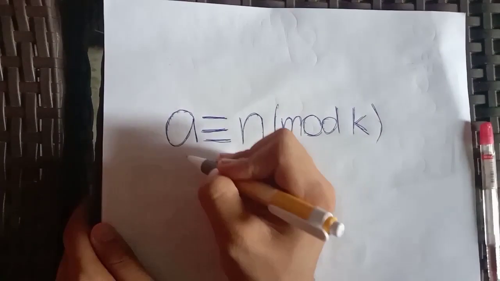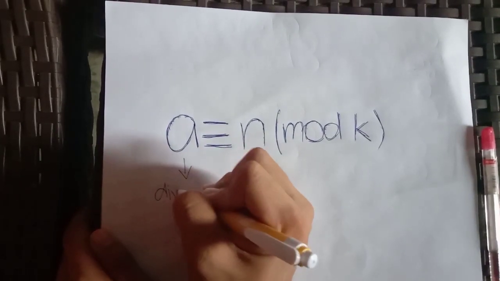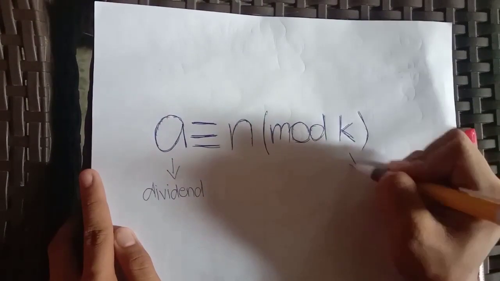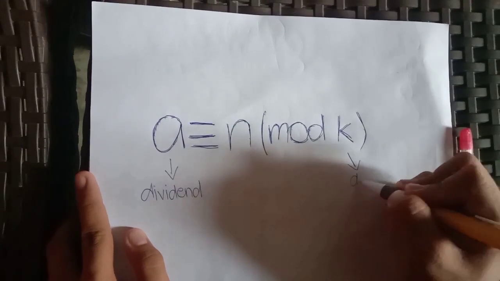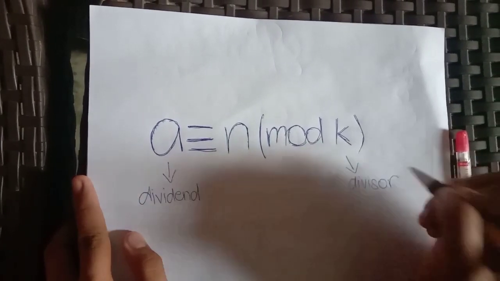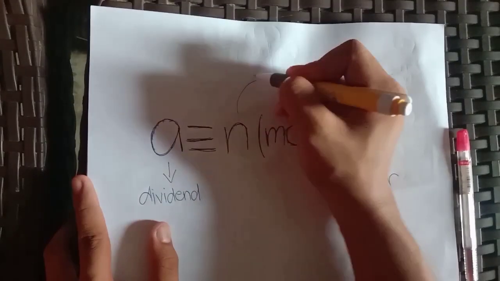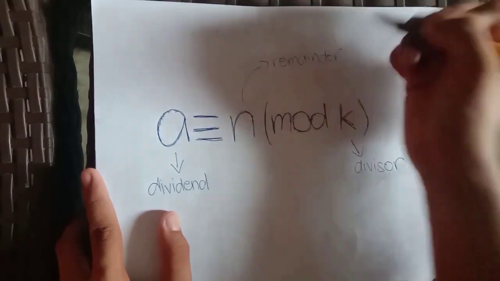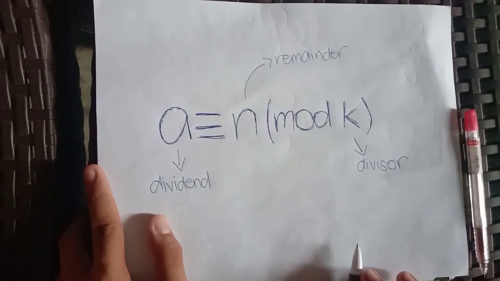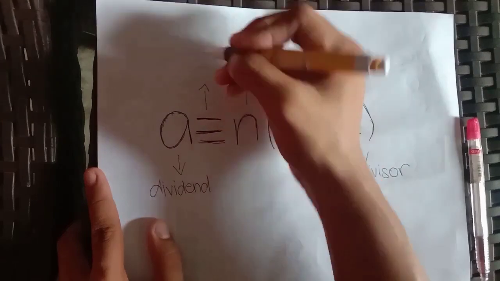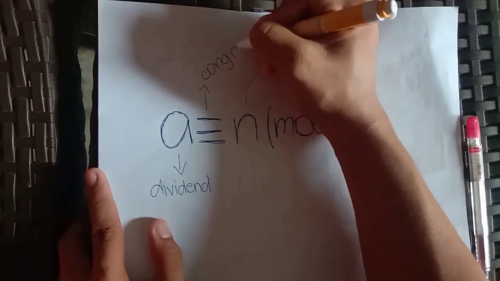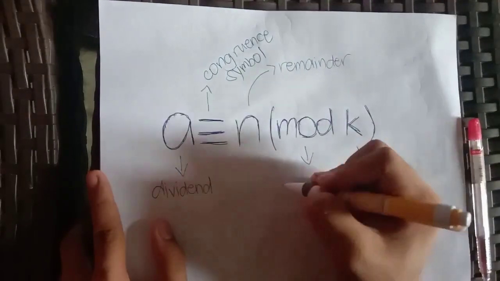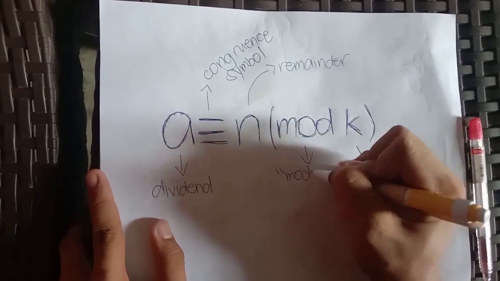The first part being the dividend. The second part being the divisor. It's just like the normal division process. The third part is, of course, the desired outcome, remainder. And the last two parts are the modular indicators. So we have the modular congruence symbol, and the shorthand term for modulo, which is mod.